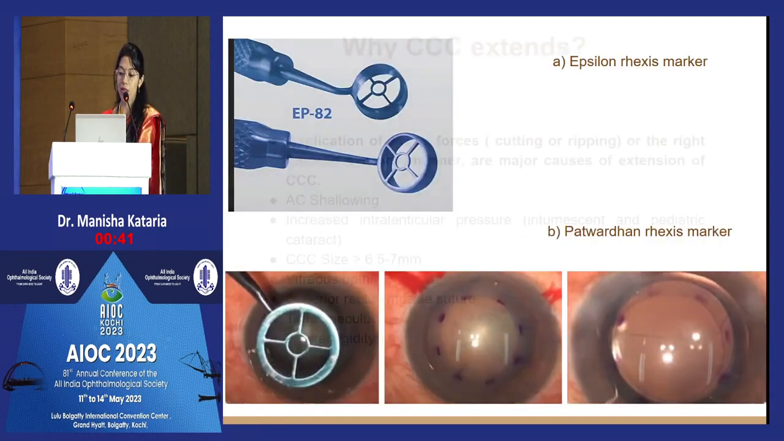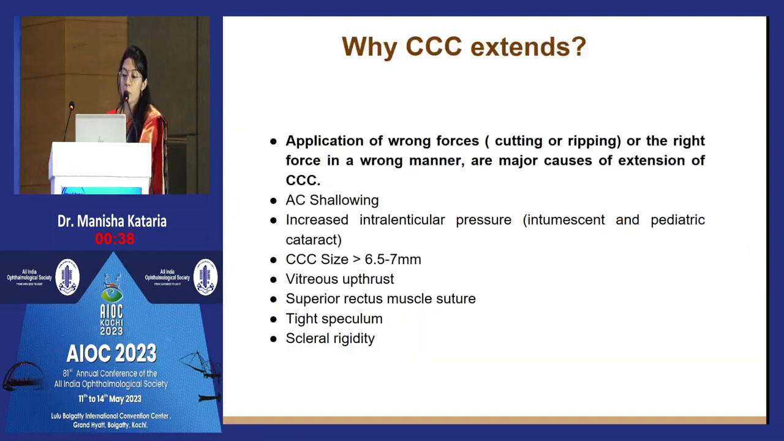Now, applying these principles, we want to find why our CCC extends. The application of wrong forces, cutting or ripping, or the right force in a wrong manner are the major causes of extension of CCC. So we should find out if the AC is shallow; we will fill it with OVD. Look for increased intralenticular pressure, if the size is going beyond 6-7 mm, vitreous upthrust, a superior rectus muscle suture, or a tight speculum.